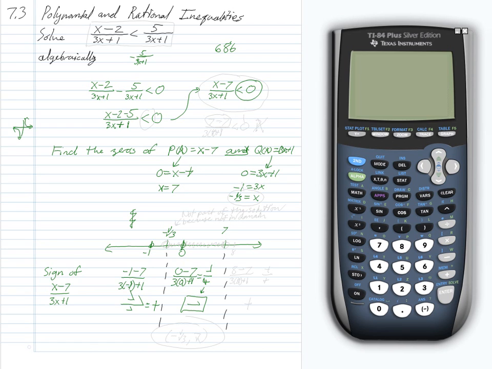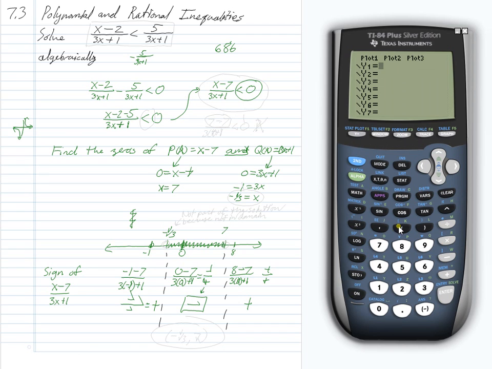So last, we want to plug in something past 7. I think 8 might be a good choice. So (8 minus 7) over (3 times 8 plus 1). So we have a positive over a positive. Now how much each of these is doesn't particularly matter. We only care about the signs. So positive over positive is positive, which means that the only interval that worked was between negative 1/3 and 7.